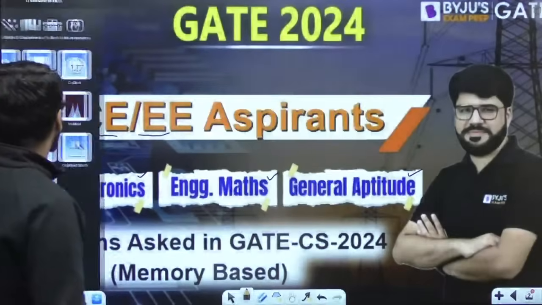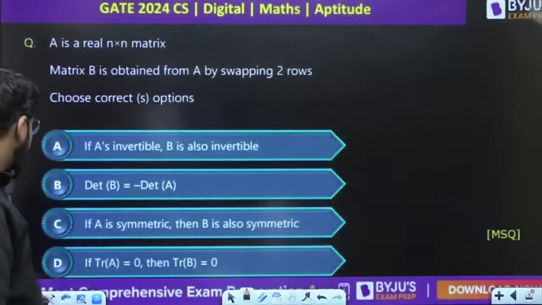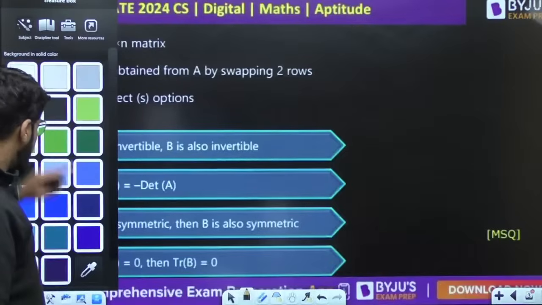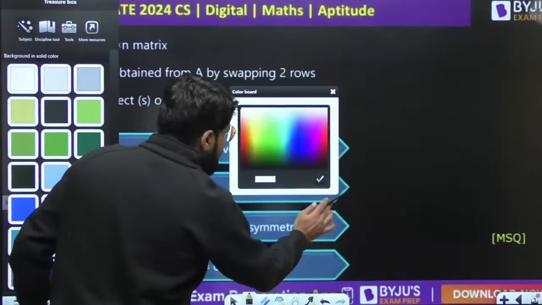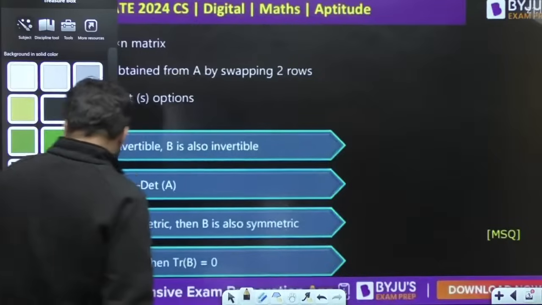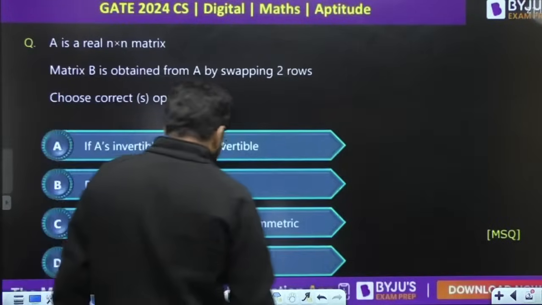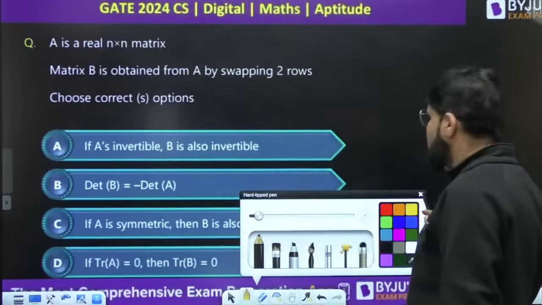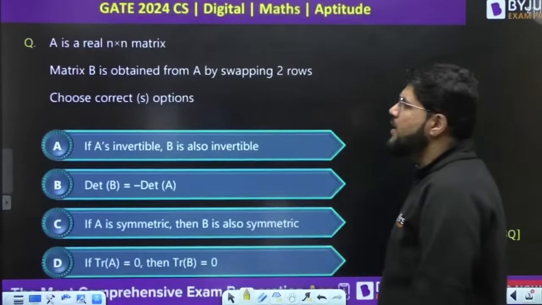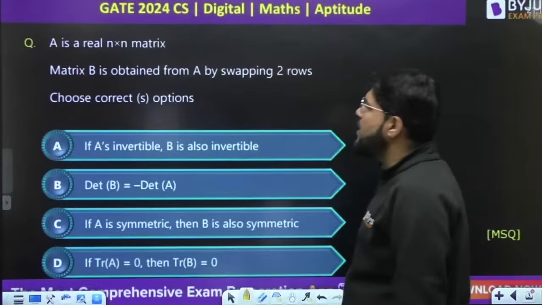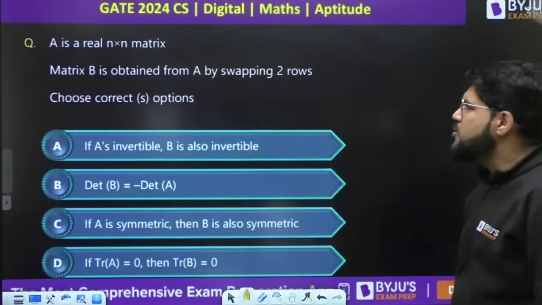So guys, let's have a quick discussion because time is not much. Your exam starts tomorrow and here is the first question for the day, the first question from mathematics. Just a brief discussion. Look into this question. A is a real n cross n matrix. A matrix B is obtained from A by swapping two rows. Choose the correct option.